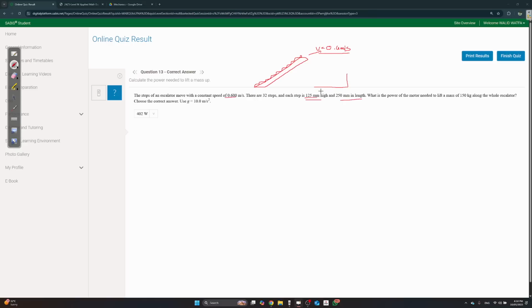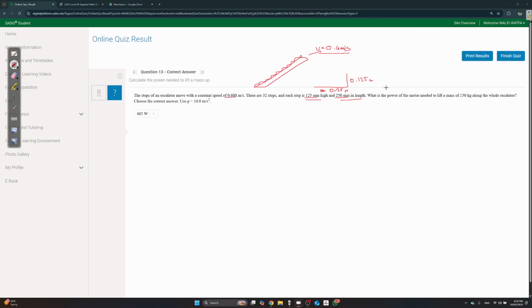Let's just make it in meters. 250 millimeters means 0.25 meters, and 125 high, so 0.125 meters. So this is how each stair looks. There's 32 of these, and they all continue up and up and up.